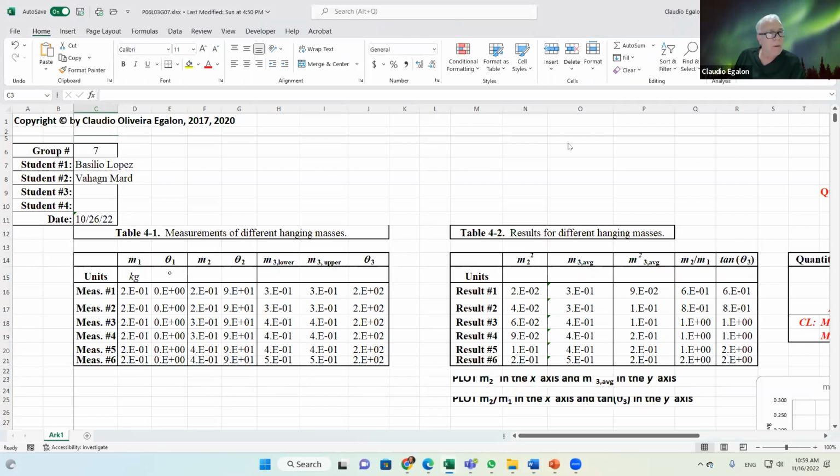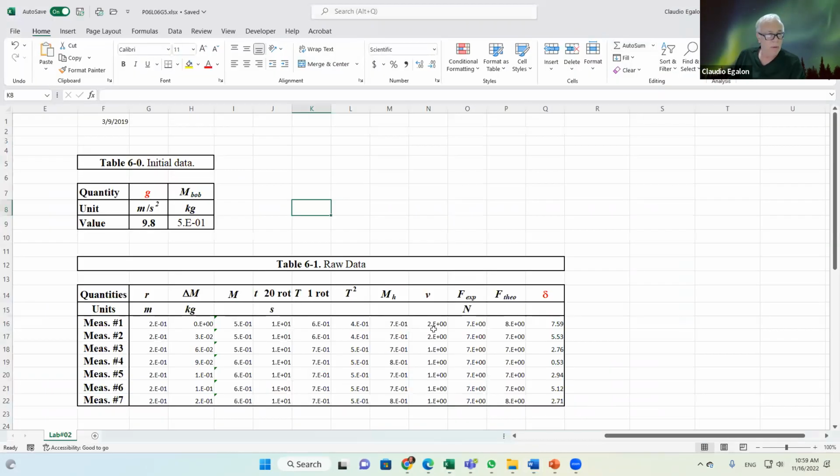No, that's 3. We don't want that. We want this one here. Here is the radius of the object. We do not change the radius of the object. And then what do we do? We are going to keep on adding masses to this bob. Here we are adding 0 grams to the mass of the bob. We add 30 grams, 60 grams, and so on. That's going to be the net mass of the object that's undergoing uniform circular motion. Here's the period for 20 rotations. Here's the period for a single rotation. All of that is raw data. That's the first part of our experiment.